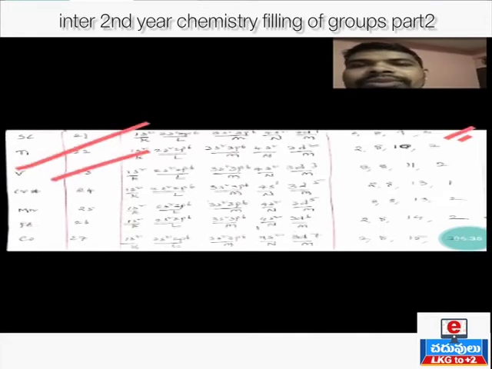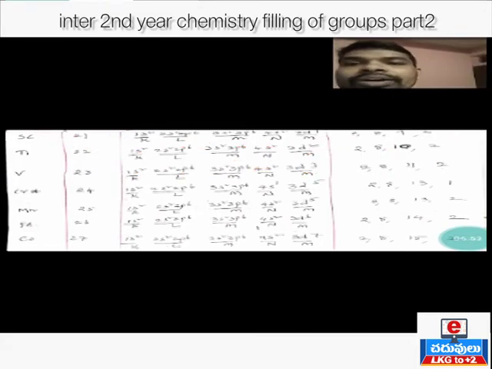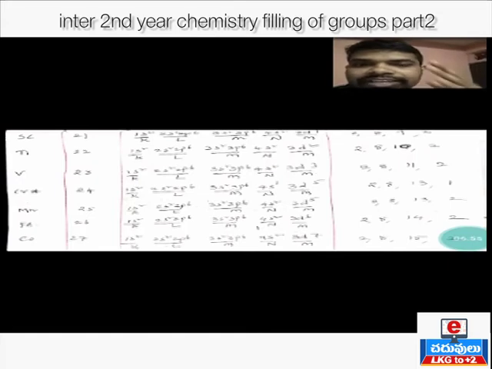Vanadium atomic number 23. It contains 23 electrons. Now configuration 1s2, 2s2, 2p6, 3s2, 3p6, 4s2, 3d3. So shell configuration 2, 8, 11, 2. Okay, clear? Now coming to chromium configuration, it is entirely different.